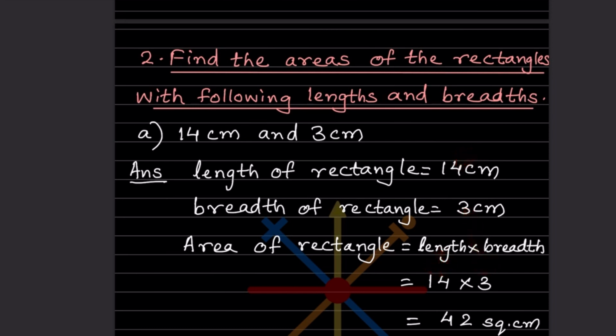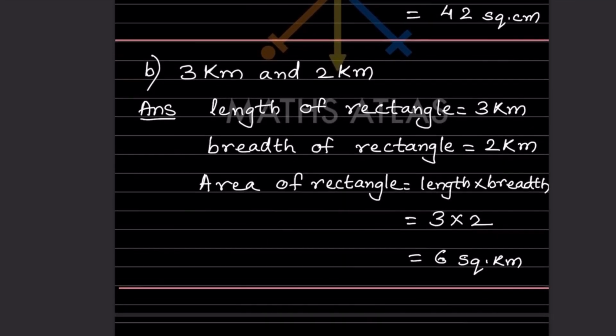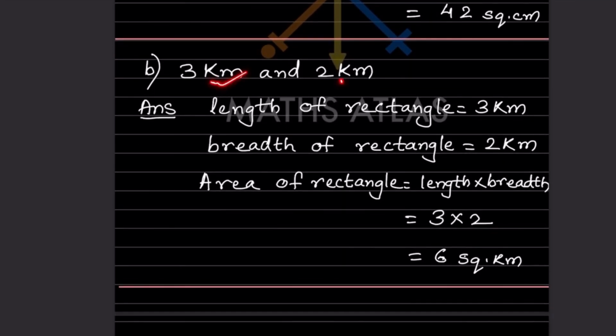So 14 times 3 is 42. And always, as I have told you before, the unit for the area will be square. And this is in centimeter square. Centimeter square, or you can also write this as cm squared.